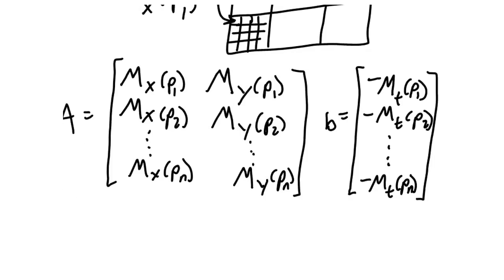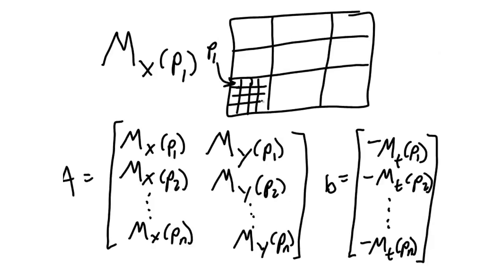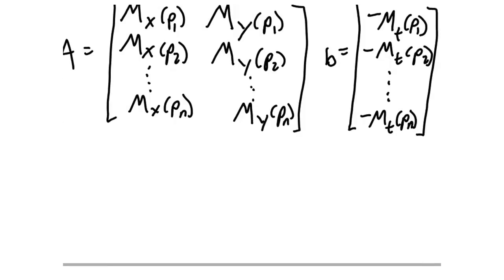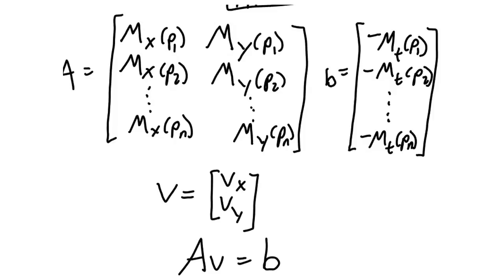Now that I have the A matrix and the B vector, all we have to do to find the velocity of this image piece in the X and Y directions is to solve a matrix equation. I'll say that the vector V is equal to the velocity in the X direction and the velocity in the Y direction. And we can solve for the velocity by using the matrix equation that I'm sure you're already very familiar with, AV equals B. Now this equation, as you can probably see from these equations that I've written here, has more equations than it has unknowns.